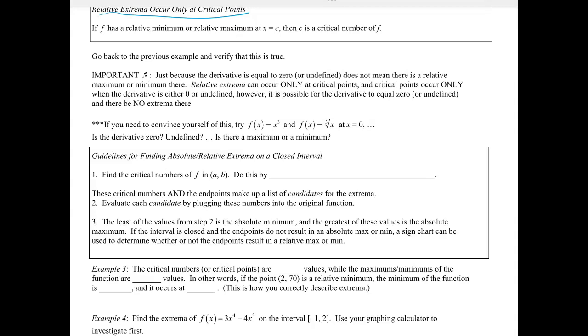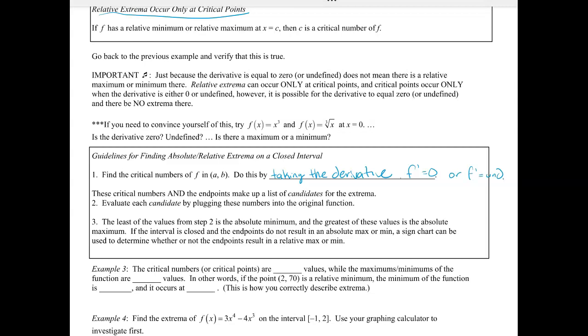So, guidelines for finding the absolute extrema on a closed interval. We find the critical numbers of f on [a, b] by what? We have to take the derivative, and set that equal to hopefully 0 or see where it's undefined. So f prime has to be 0 or f prime has to be undefined.